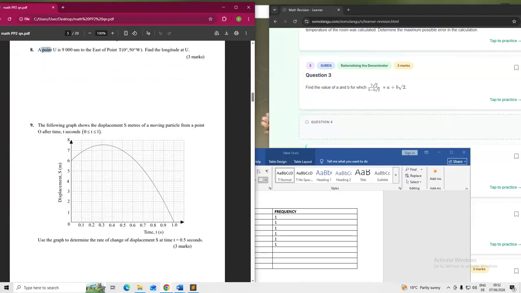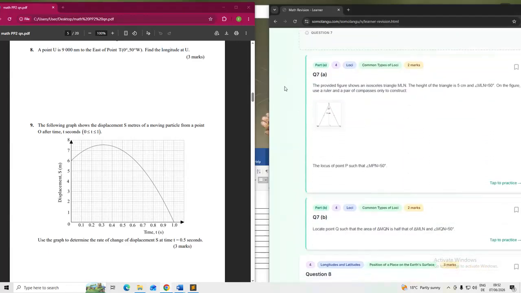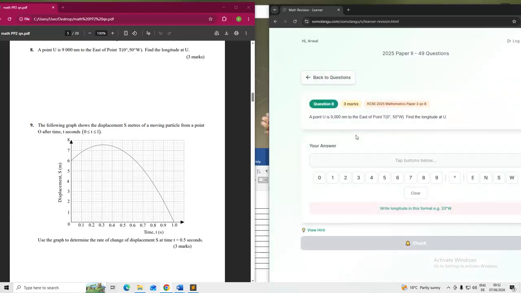A point U is 9,000 nautical miles to the east of point T. Find the longitude of, or rather the longitude at U. Let's come to Somolangu. This is a question on longitudes and latitudes, which is a Form 4 topic, and more specifically, the position of a place on the Earth's surface.